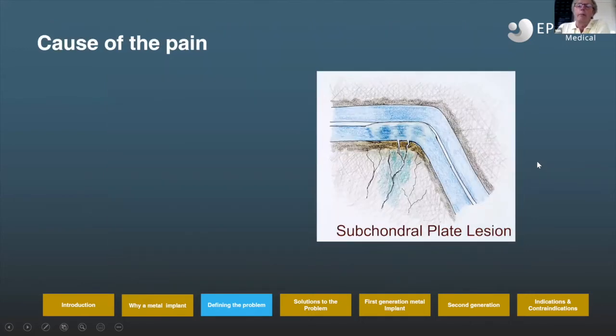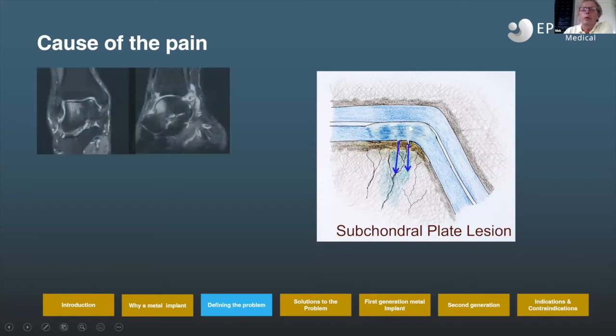So what happens in a pathologic situation? In a pathologic situation, if there is a defect in the subchondral bone, on every step of walking, the water content of the cartilage is compressed into the bone. It cannot go into the joint space because of the congruency.